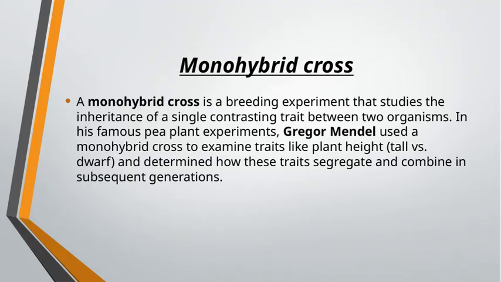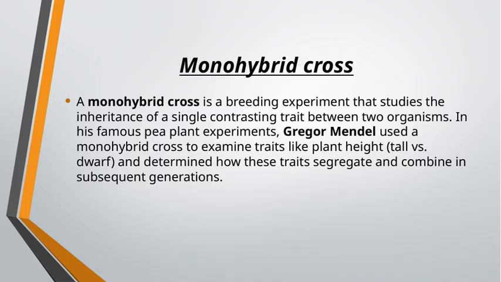A monohybrid cross is a type of breeding experiment that focuses on studying the inheritance of just one specific trait. Imagine comparing 2 plants that differ in a single characteristic, like height, tall versus dwarf. This kind of cross helps us understand how that trait is passed from parent to offspring. Gregor Mendel, often called the father of genetics, used this approach in his famous experiments with pea plants. He looked at traits like plant height and observed how these traits segregated, meaning how they separated and how they combined in the next generation. By doing this, Mendel was able to uncover fundamental principles of inheritance.